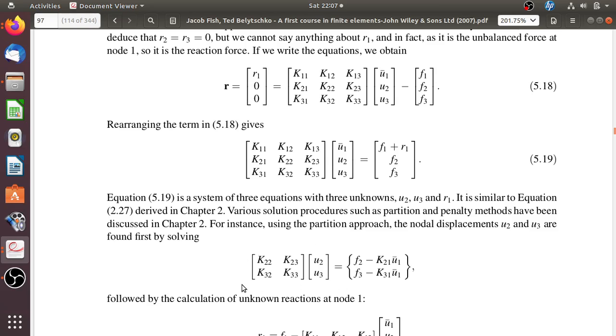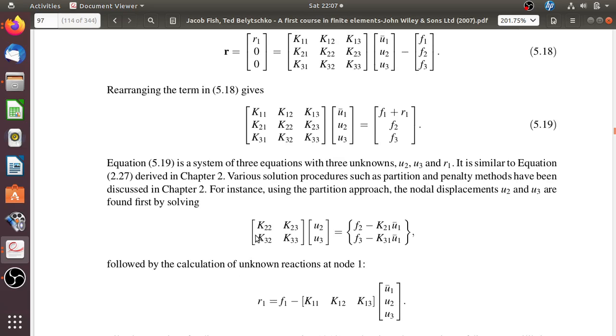Okay, and once I get this equation, then if you see, these things are known. Okay, so this is a part of the elements of the global stiffness matrix which is known. Okay, and these things are unknown, this is known, and this is also known. Okay, so the only unknowns are u2 and u3, which we can solve using this equation.